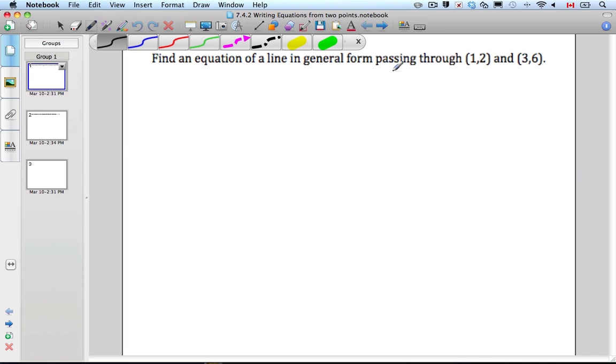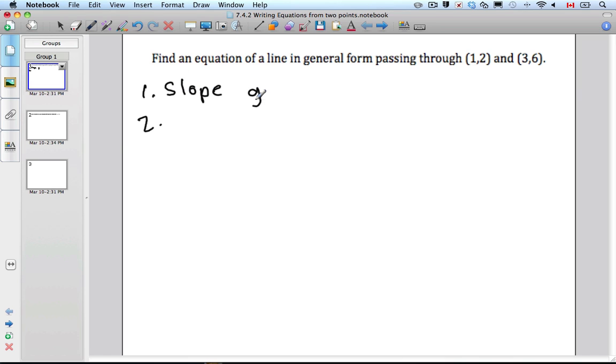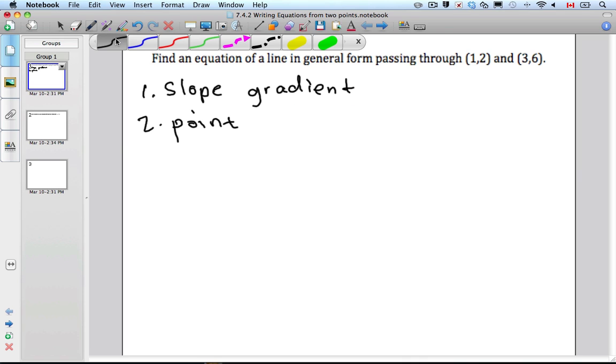Alright, so now we have 2 points. And there's only 2 things really needed to write an equation. One is your slope, or gradient, I should get used to saying. And the other thing is a point. And we have a point in this problem. We actually have 2. But we don't have a gradient. If we have 2 points, we can calculate our gradient using our slope formula.